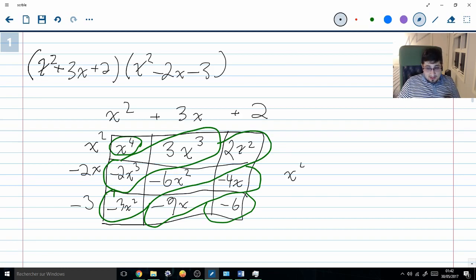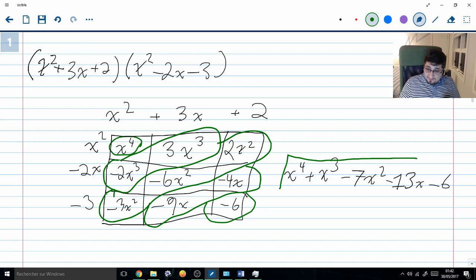We can just do x to the 4th plus minus 2 plus 3. That would be just a plus 1 x cubed. Again, minus 3 minus 6, that's minus 9, plus 2, that's minus 7. So that's minus 7x squared. Minus 9 and minus 4, that's minus 13x, minus 6. And we can see that this can easily and efficiently give us the correct answer.